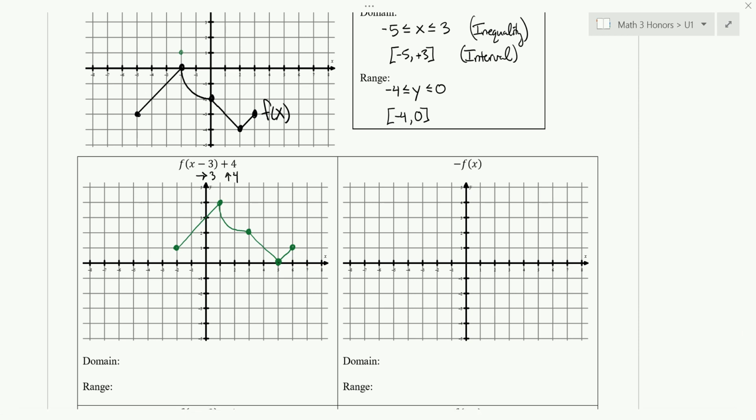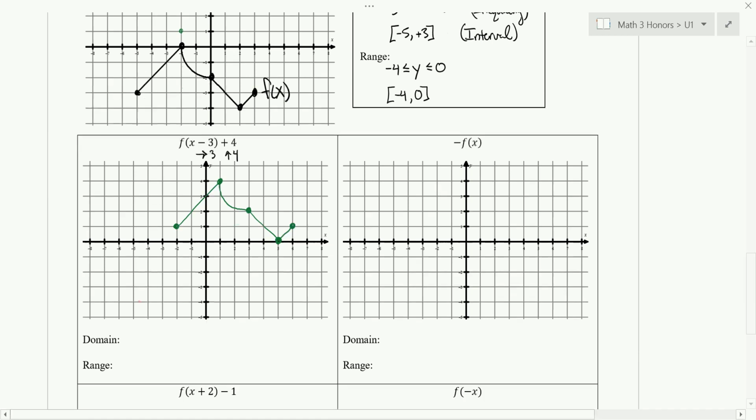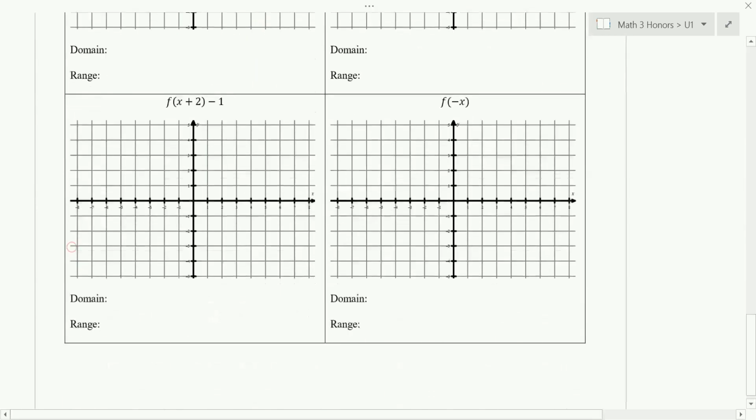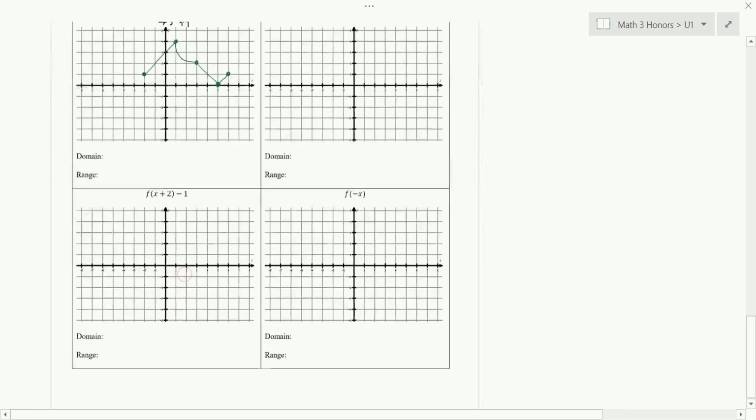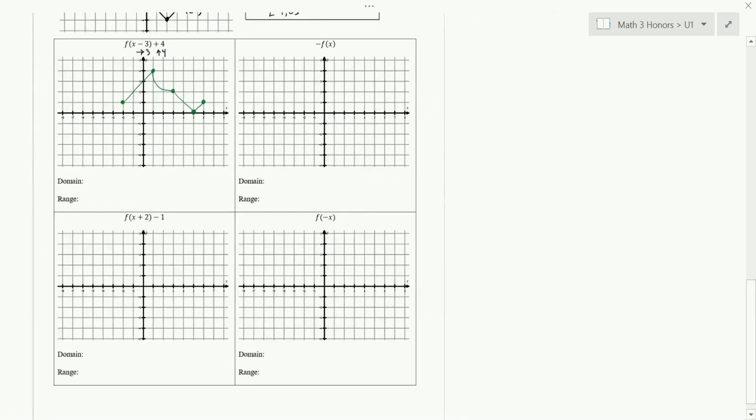Negative f of x, that's a what? Reflection about the x-axis. Okay, and then you have these two. So go ahead and finish the rest of them. They're not too hard to do, but I'm going to give you a little time to finish those off.